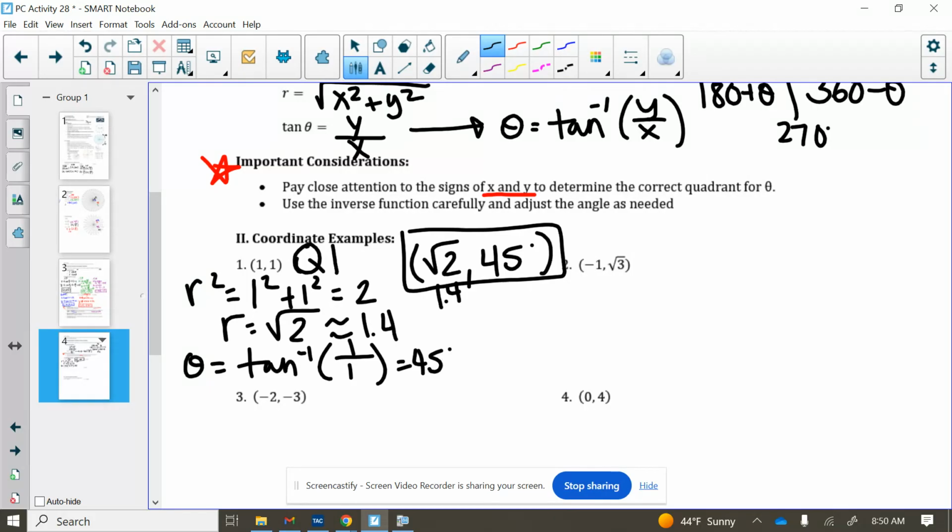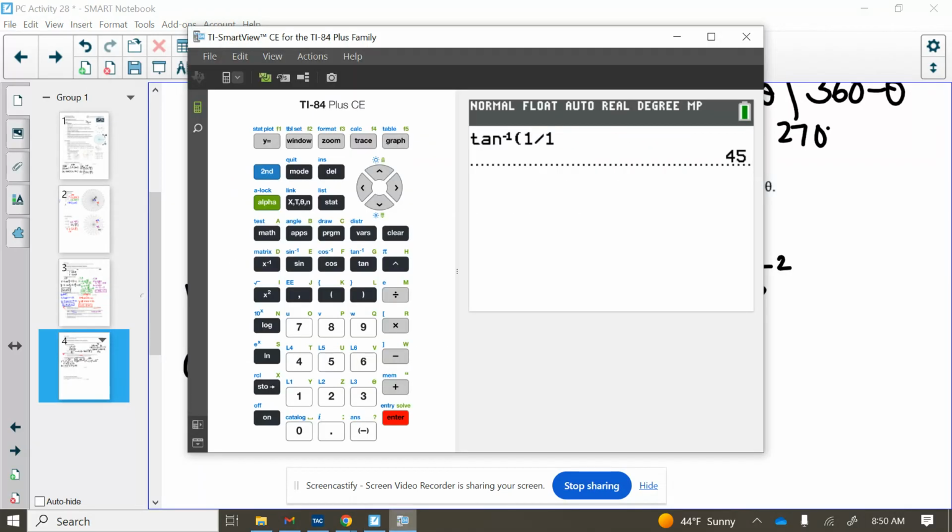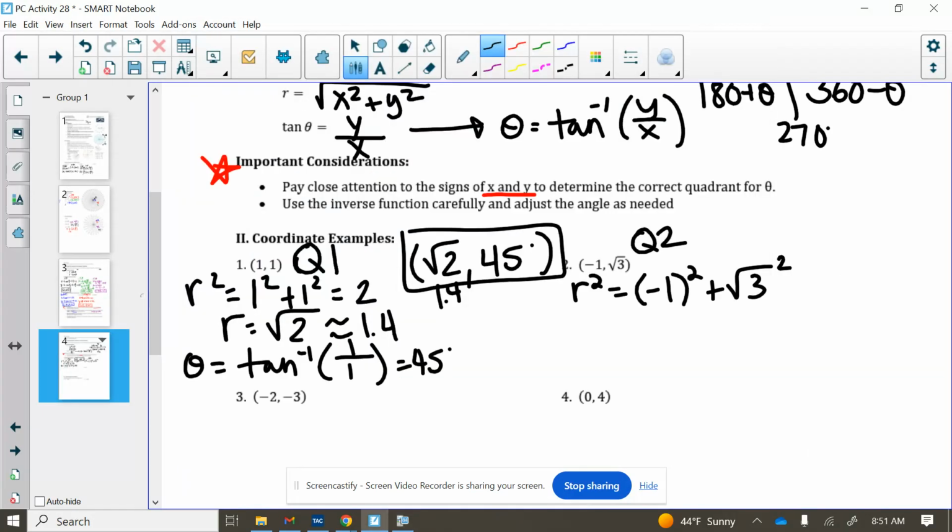Negative 1 comma square root 3, that is in quadrant 2. So again, when we think about our theta, we're going to eventually want to make sure we know we are in quadrant 2. So this time, for r squared, make sure you are using parentheses, because you should end up with the negative 1 squared is positive 1. So again, always make sure you're using parentheses around any negatives. And then we have square root of 3, quantity squared, well, that's going to be just 3. So r squared is 4. When we square root 4, we just get 2.